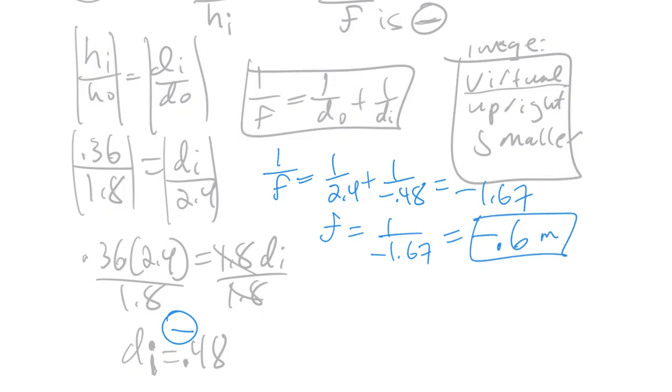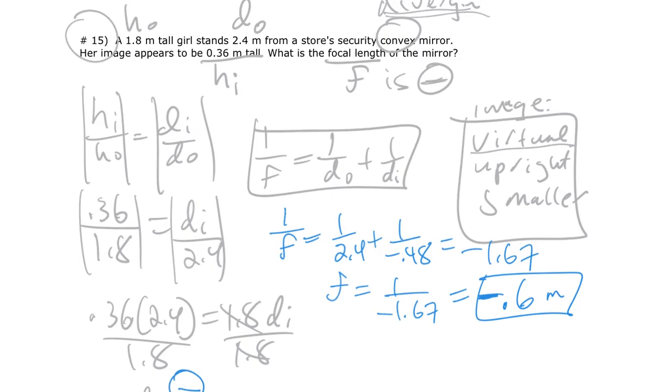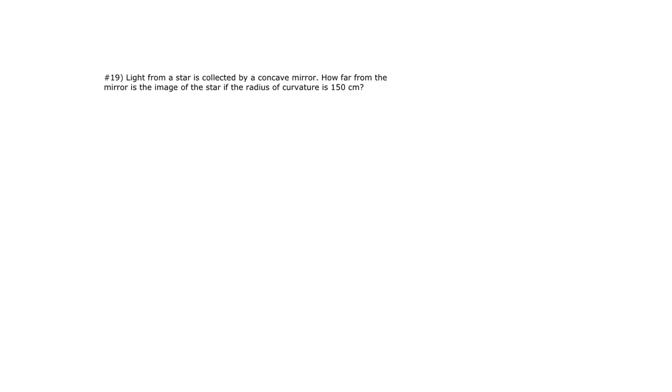So I just found the focal length. And it turned out negative like it's supposed to. Because all convex mirrors are diverging. All diverging lenses or mirrors have negative focal length. Okay, let's do this one, number 19.